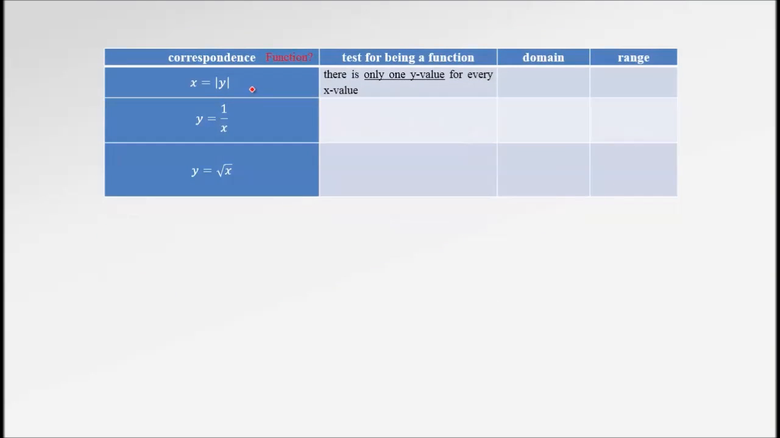Let's look at some other examples. This time we don't have any diagram. How can we recognize if a given equation represents just a relation or if it's a function? Basically, let's recall the definition of a function again. To be a function, we must have only one y value for every x value.